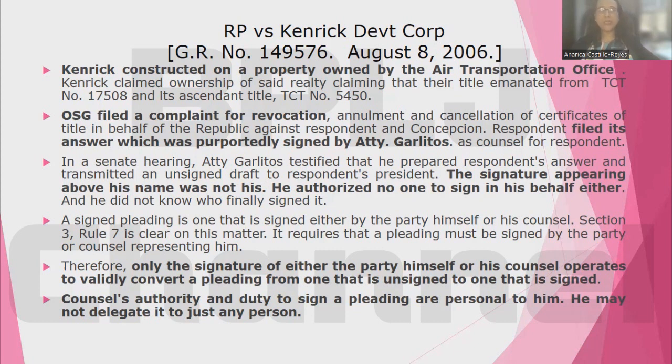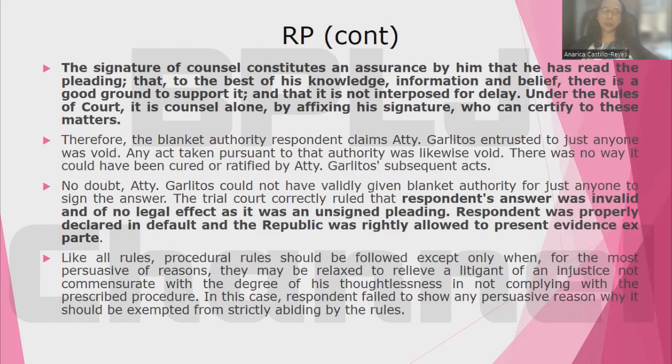So only the signature of either the party himself or his counsel operates to validly convert a pleading from one that is unsigned to one that is signed. The counsel's authority and duty to sign a pleading are personal to him. He may not delegate it to any other person.